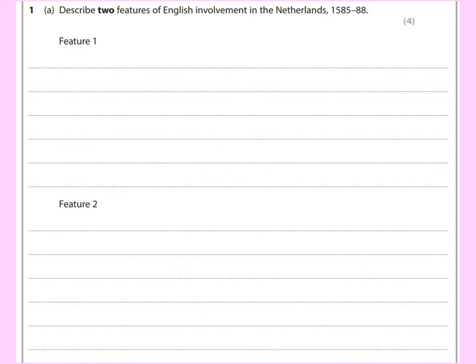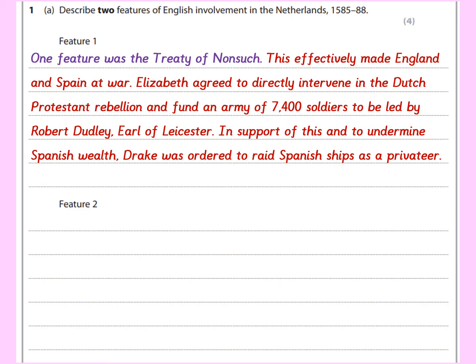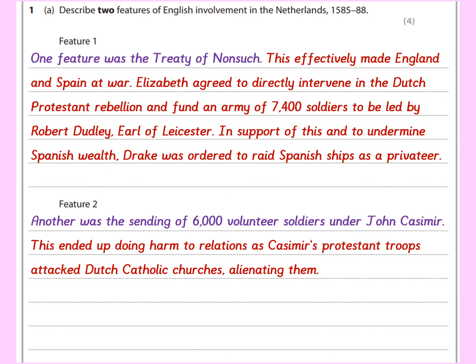Compare what I just did to this example. Is it better or worse? One feature was the Treaty of Nonsuch. This effectively made England and Spain at war. Elizabeth agreed to directly intervene in the Dutch Protestant rebellion and fund an army of 7,400 soldiers to be led by Robert Dudley, Earl of Leicester. In support of this and to undermine Spanish wealth, Drake was ordered to raid Spanish ships as a privateer. Another was the sending of 6,000 volunteer soldiers under John Casimir. This ended up doing harm to relations as Casimir's Protestant troops attacked Dutch Catholic churches, alienating them.